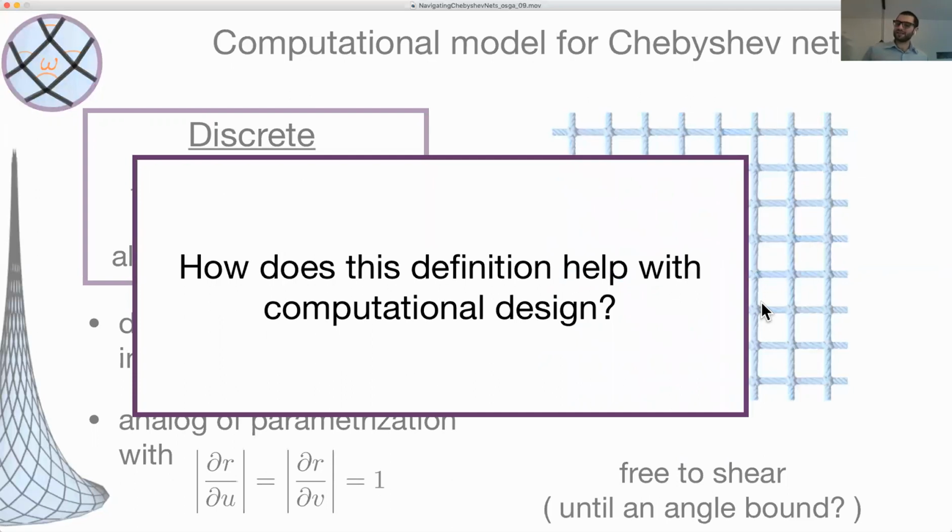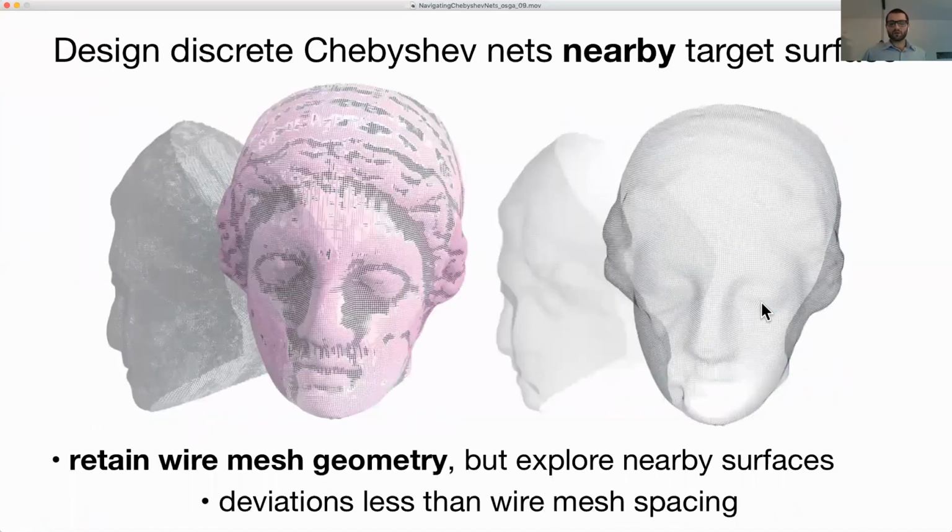So how does this definition actually help us in the design of these sculptures? Instead of trying to start with some initial data and propagate along the surface, we search for a discrete Chebyshev net close by a given surface, but we allow for small deviations. Different from before, where we propagated exactly along the surface, here we just ask that, A, the quad mesh be a discrete Chebyshev net, so all its edge lengths should be the same, and B, it should be close to the surface that we have in mind.